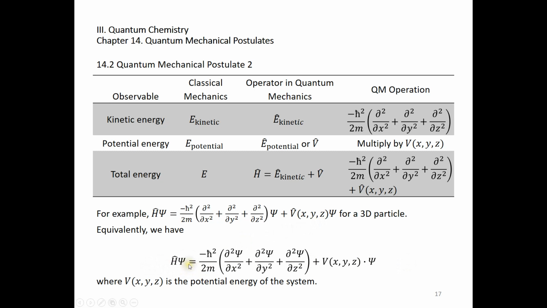H psi is equal to negative h bar squared over 2m. Now, inside this parenthesis, we just apply those second derivative operators to psi individually and sum them up. And finally, when we apply the potential energy operator to psi, it's just multiplication. The potential energy operator, V with a caret, being applied to psi is equivalent to a multiplication between the function of the potential energy and psi.